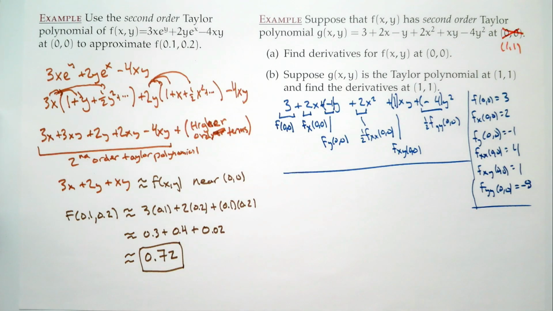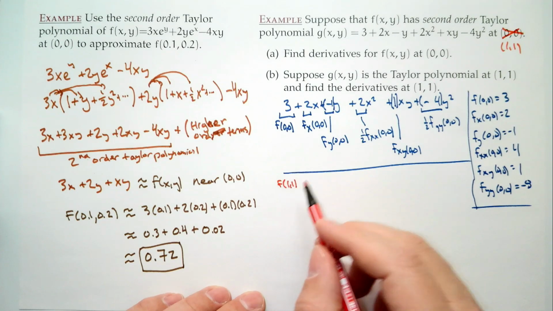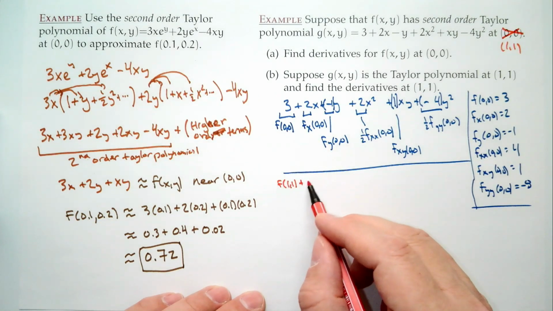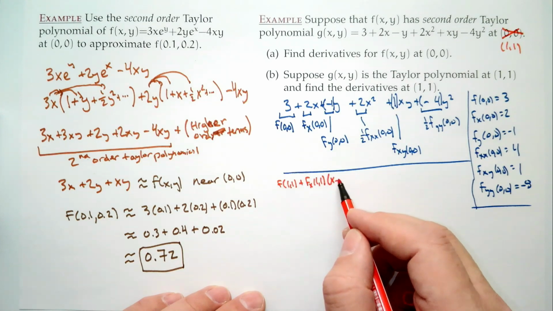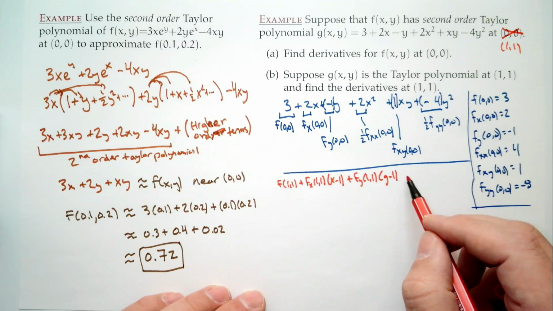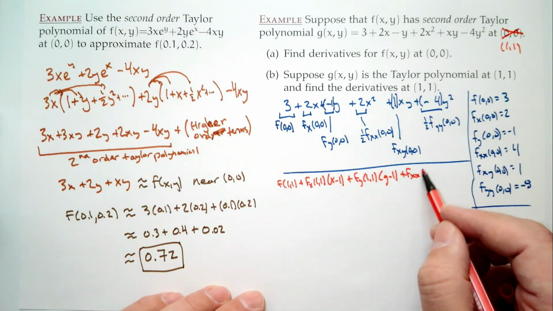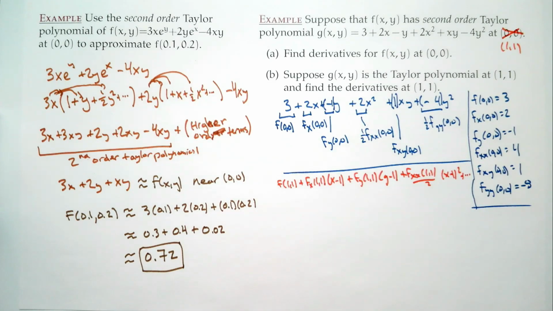Okay, so think about our Taylor polynomial at (1, 1). What would it look like? Well, it would look like f at (1, 1), which is 3, plus the next term, f_x at (1, 1) times (x minus 1), plus f_y at (1, 1) times (y minus 1), plus f_xx at (1, 1) over 2 times (x minus 1) squared, plus, because I ran out of space, dot, dot, dot.